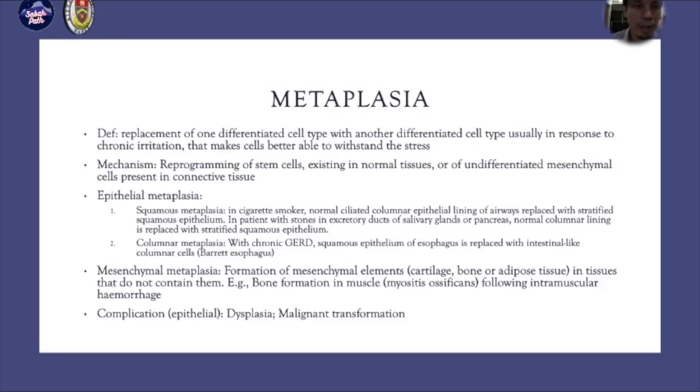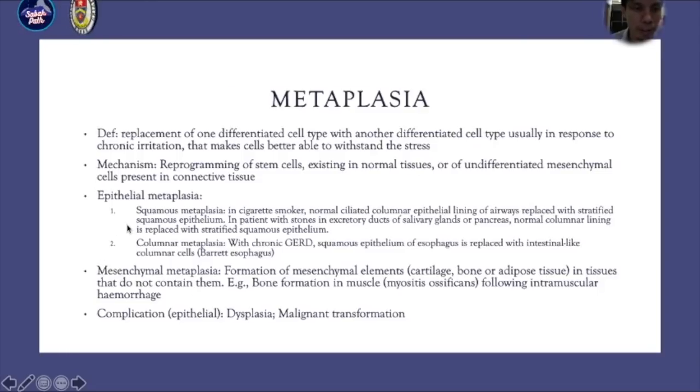Metaplasia can be defined as replacement of one differentiated cell type with another differentiated cell type, usually in response to chronic irritation that makes the cell better able to withstand the stress. The mechanism can be due to reprogramming of the stem cell existing in normal tissue or of undifferentiated mesenchymal cell present in connective tissue. So it can be divided into epithelial metaplasia and mesenchymal metaplasia.